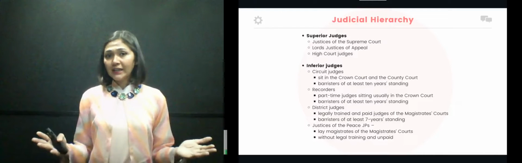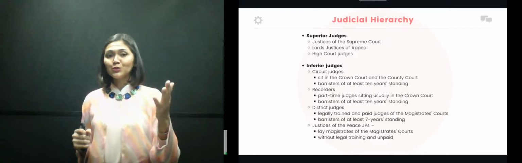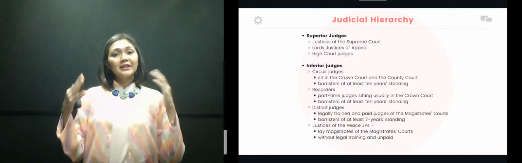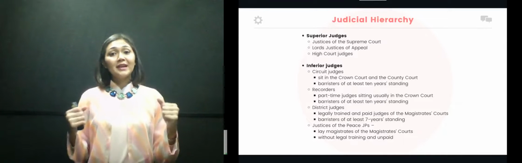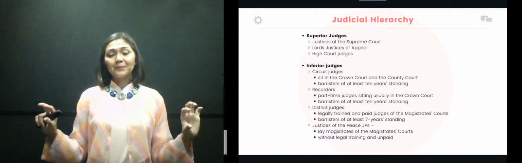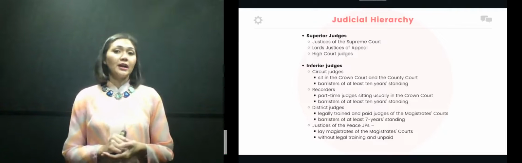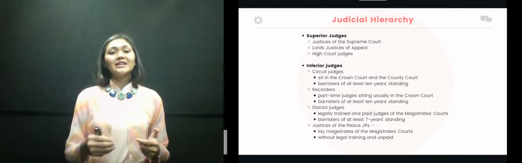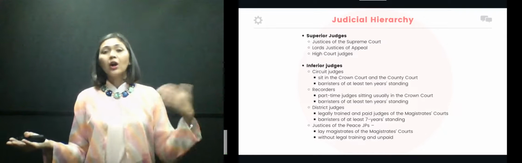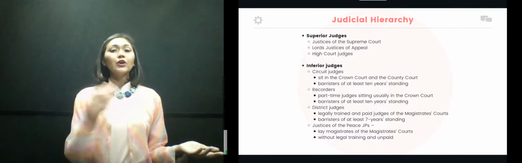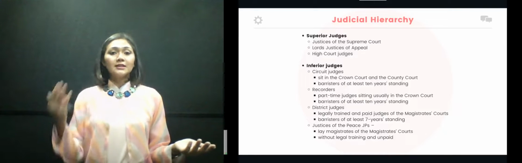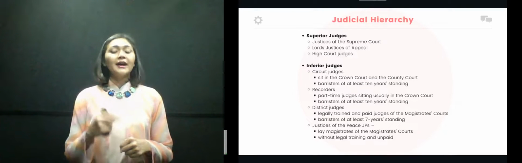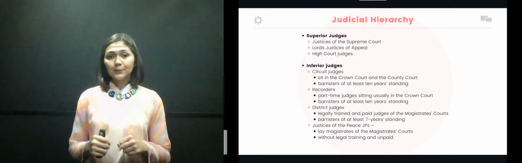That's pretty clear. But when it comes to the inferior judges, that's where students find it a bit difficult to remember the names and also where exactly they stand. So let's look at the first one: circuit judges. Circuit judges are judges that sit in the Crown Court or County Court. In order to be appointed a circuit judge, you need to have practised as a barrister first and have a standing of at least 10 years.